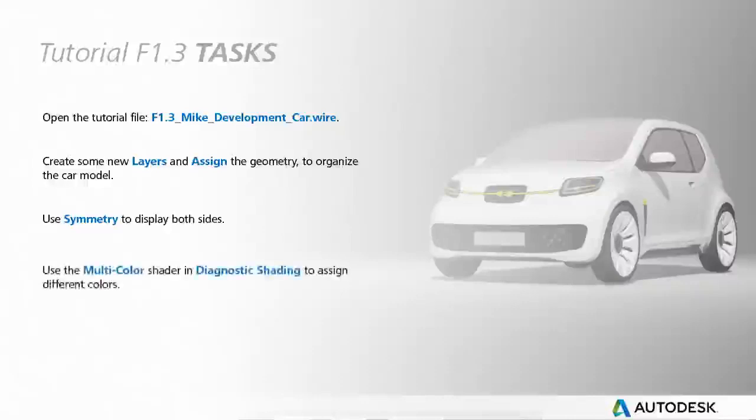So your task for this tutorial is to open up Mike's car design, create some layers and assign the geometry, use the symmetry to display both sides of the car, and then use the Multicolor Shader to give the car some colour. And don't forget to save the file at the end so that you can use it in later tutorials.